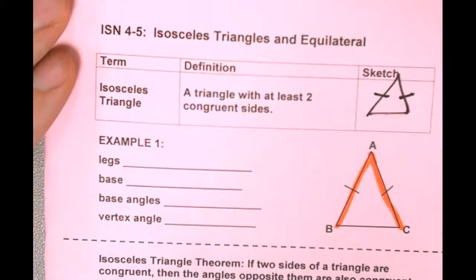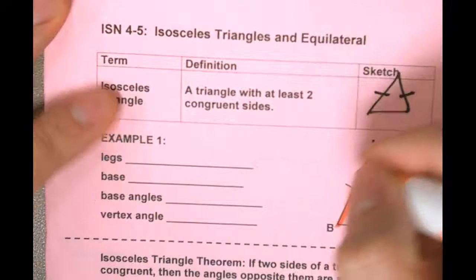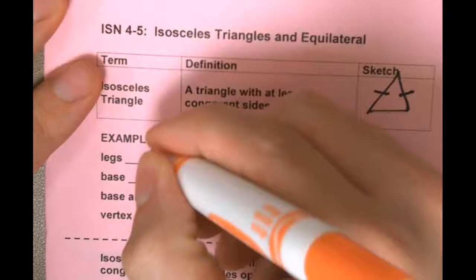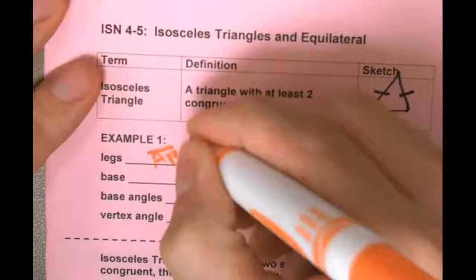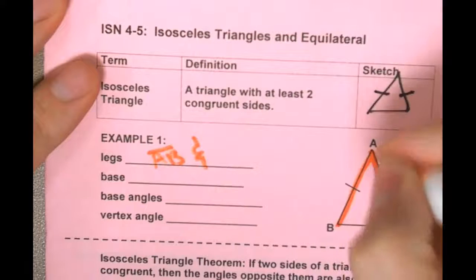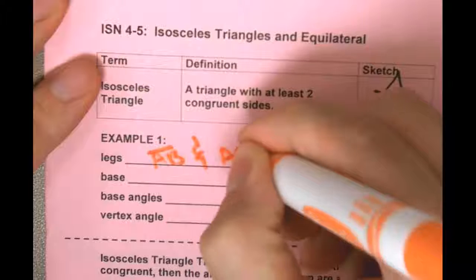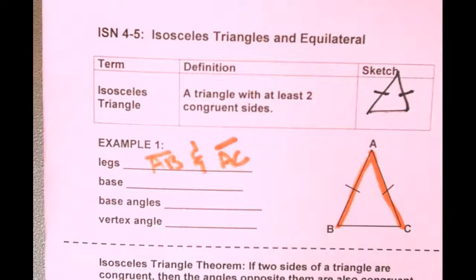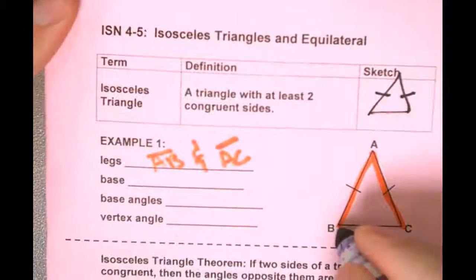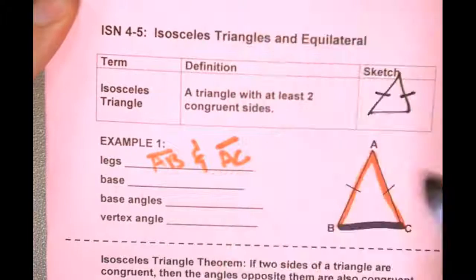So how would you label this? This would be called leg AB and leg AC. Which one has to be our base? BC. BC is our base.